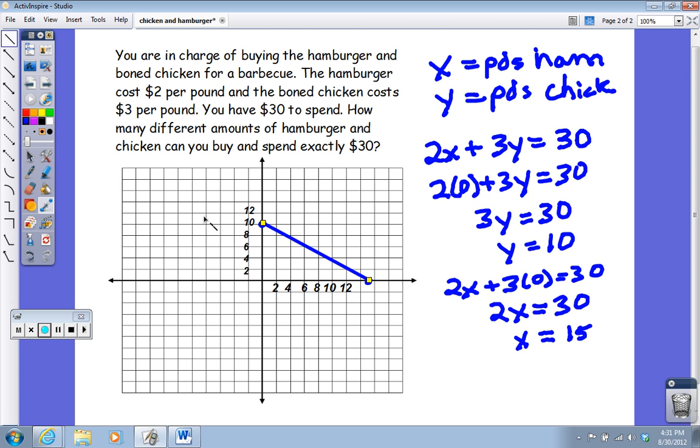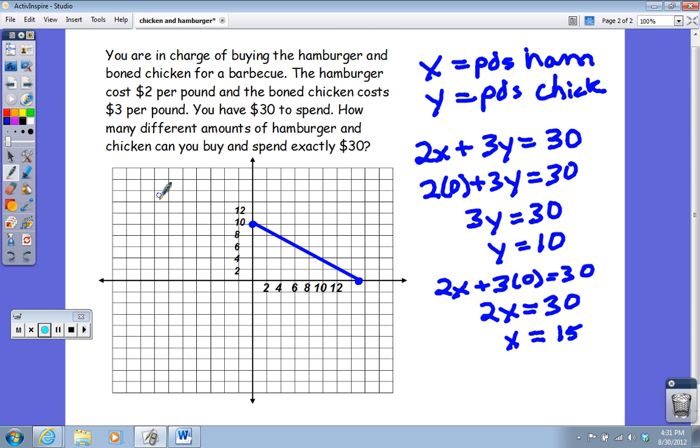And now we can find any combination of chicken and hamburger. So let's try one. Assume that we're going to buy 3 pounds of hamburger. Okay, so x would be 3. And we want to know how many pounds of chicken we could afford. So x equals 3, and we're looking for chicken, or y.